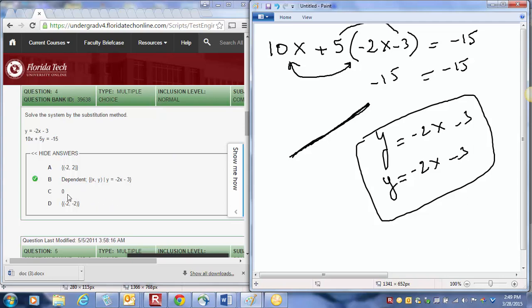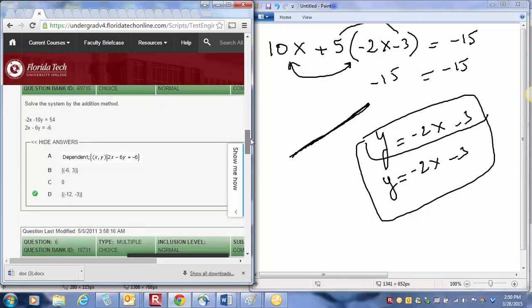They are overlapping. The solution is infinite. We don't have an infinite symbol here, but it says dependent: x, y such that y equals negative 2x minus 3. That would be the solution. This is called set builder notation, where we have 2 points x and y, where y is equal to negative 2x minus 3, like we did here. For any value of x, we have a y, so that would be the infinite solution. Let's try the next one.